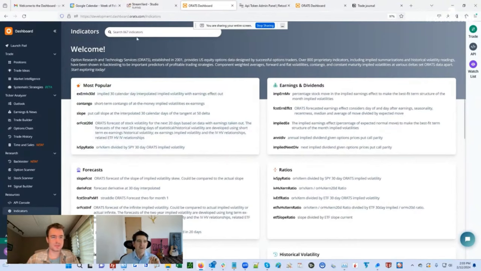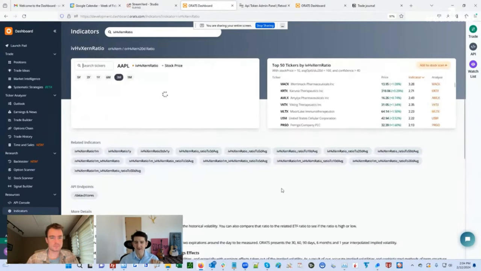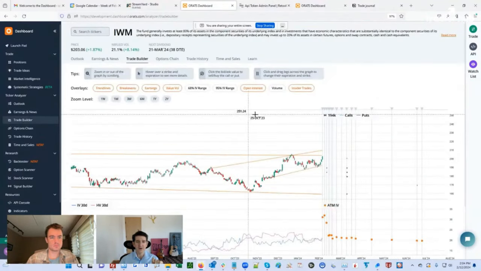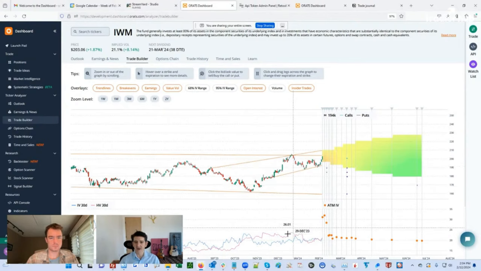Cool. And we have this indicator search bar as well. What I want to talk about maybe is my favorite. It's just good old-fashioned historical volatility versus implied volatility. Let's get a better look here. I just happen to have IWM up, the Russell 2000 typical ETF.